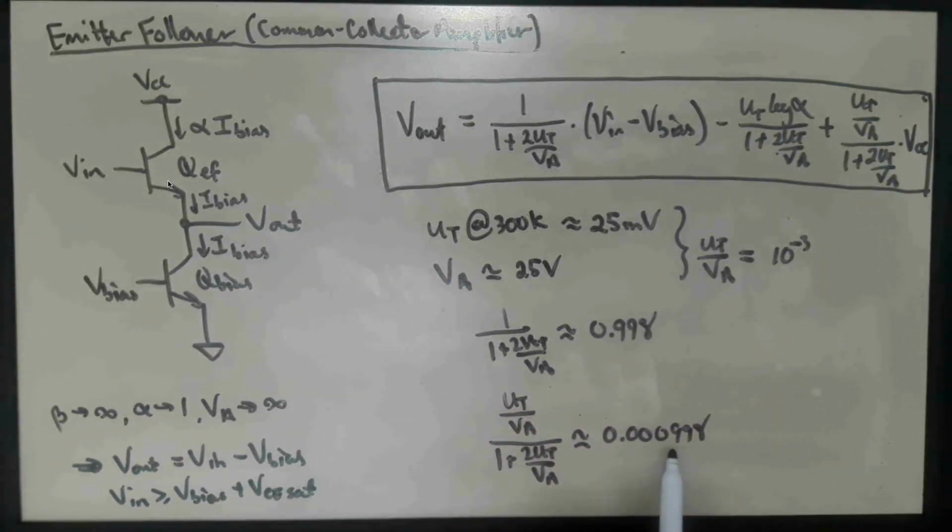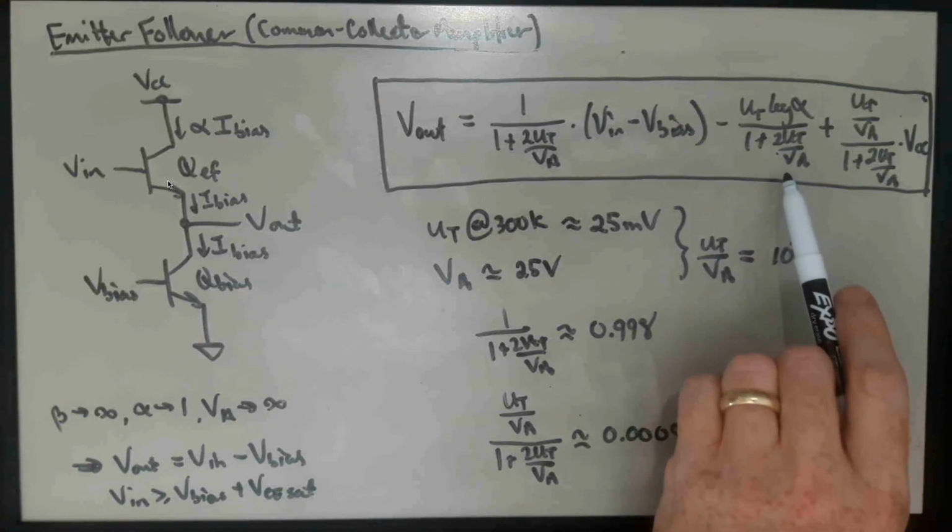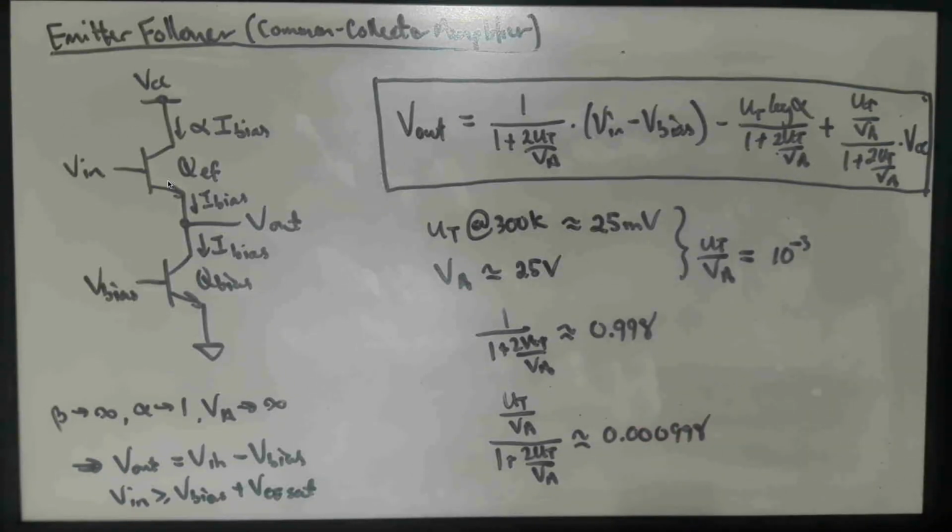So the gain on the power supply is very, very small, roughly 0.1%, or 1 millivolt per volt. The gain on the input voltage is very, very close to 1, about 0.2% away, 0.998, very close to 1. And the offset due to the finite beta and the fact that alpha is not equal to 1 would again be just about what it was before.